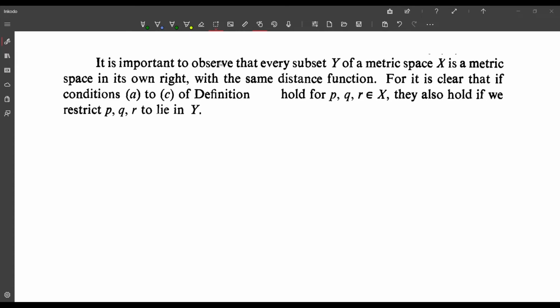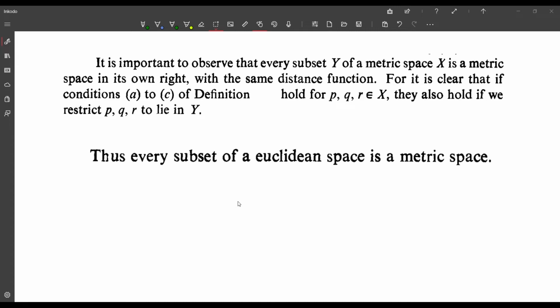So a subset of a metric space is a metric space. From the previous example, we have seen that Euclidean space Rk is a metric space, and we observed that every subspace of a metric space is a metric space. Therefore, every subset of a Euclidean space is a metric space.